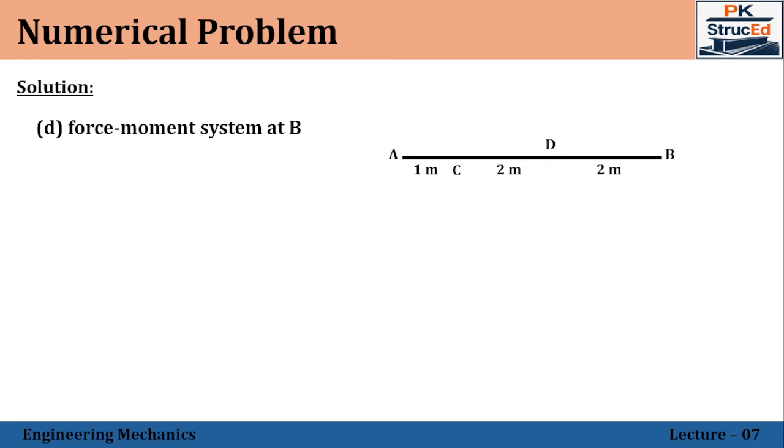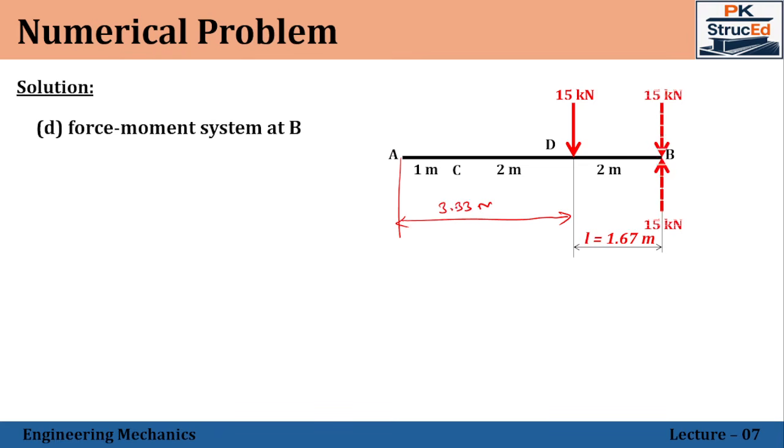Next, the final condition is we need to reduce the system into a force moment system about the point B. So now the total distance from A is 5 meter, and what we calculated is 3.33 meter. So 3.33 reduced, we'll be getting that value as 1.67 meter. So now we can reproduce this resultant about the point B in both the directions. So 15 kilonewton and 15 kilonewton. Now this and this will constitute a couple. Both are equal in magnitude, opposite directions, separated by a distance of 1.67 meter.